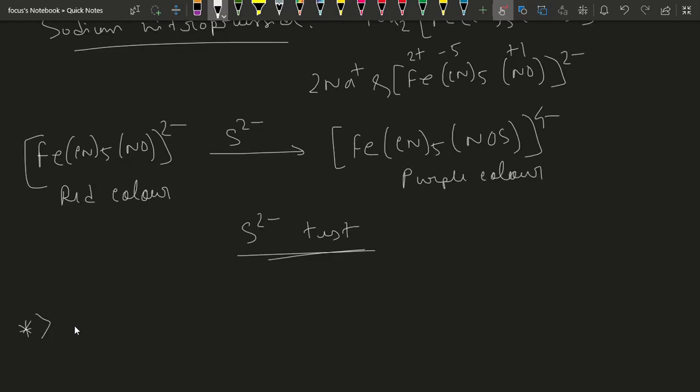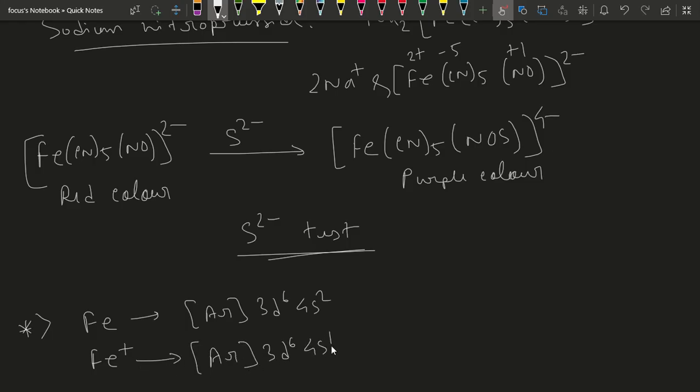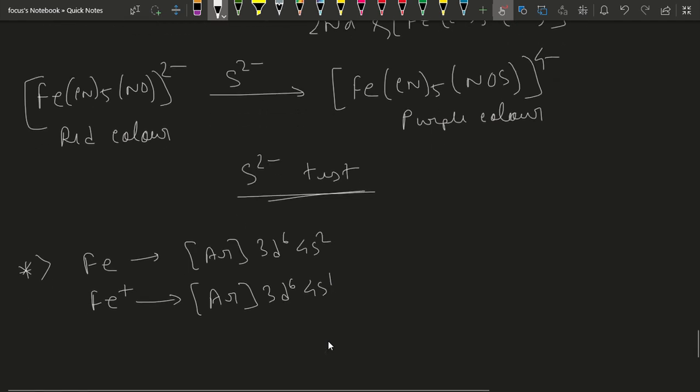Another important point is the electronic configuration of iron is, and when we remove one electron in its gaseous state, that is in free state, the electronic configuration will become this. This will be its electronic configuration in free or gaseous state. That is, it is not in a coordination complex. Iron is free and it is present in gaseous state.